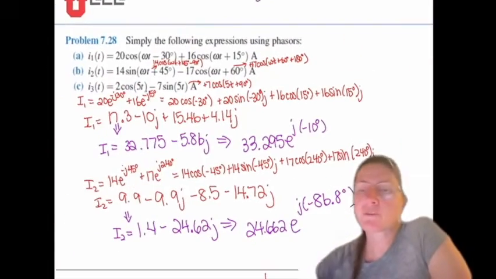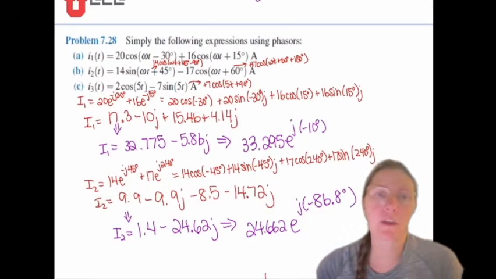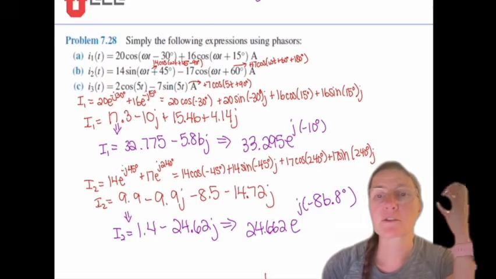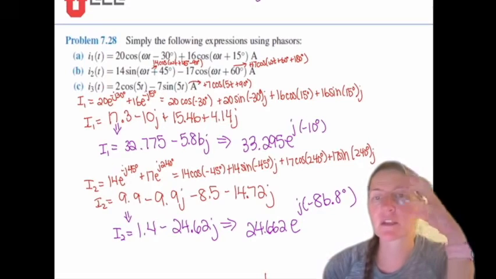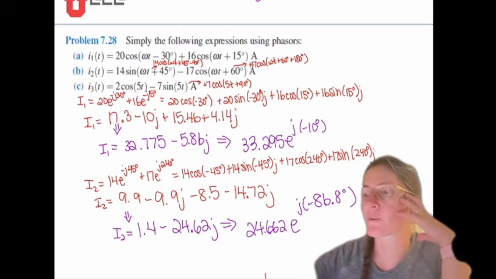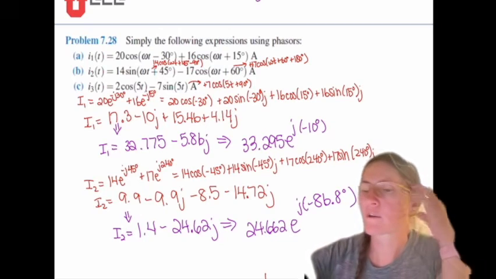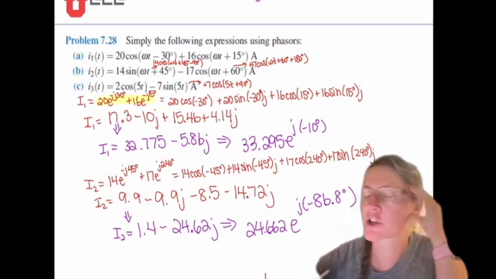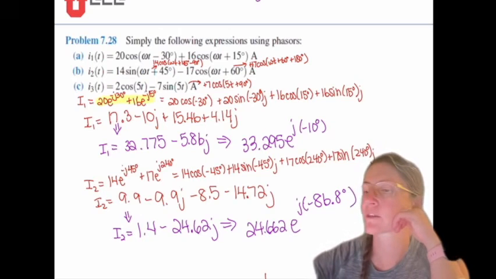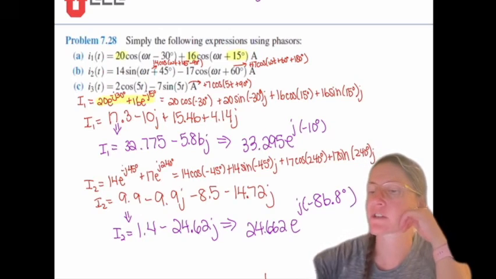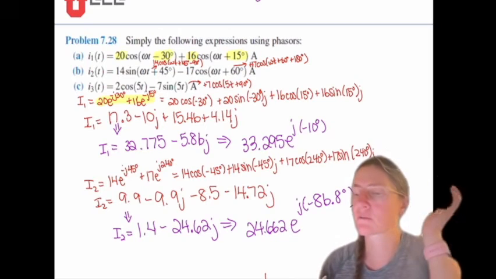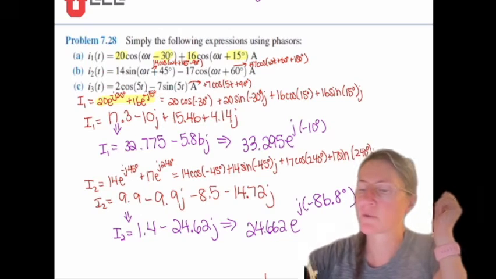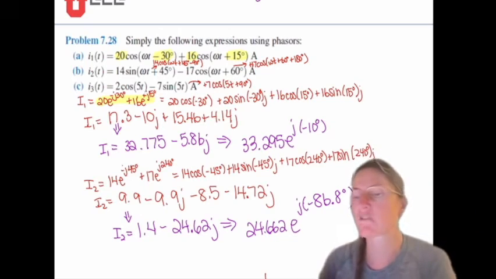For problem 7.28, you're going to do the same thing. Again, convert the cosine into that phasor form. From the phasor, you change it into rectangular form, add them, and then change them back into the polar form. So for this first one, 20e raised to the minus 30j, and then this becomes 16e^(j15 degrees), positive 15 degrees. That was miswritten there.